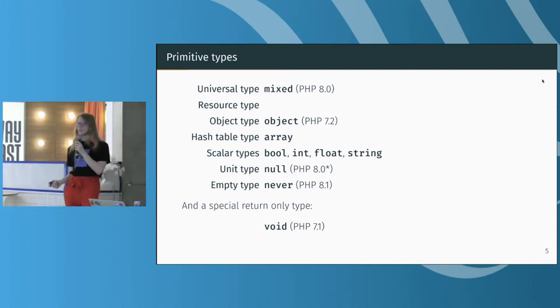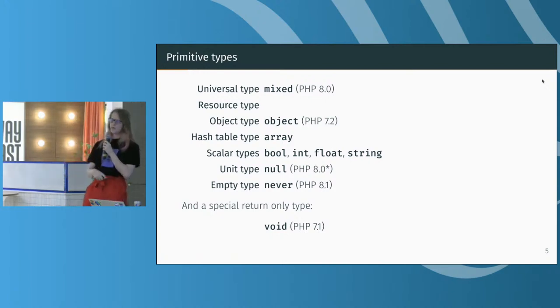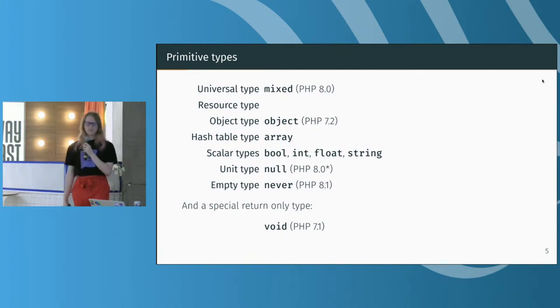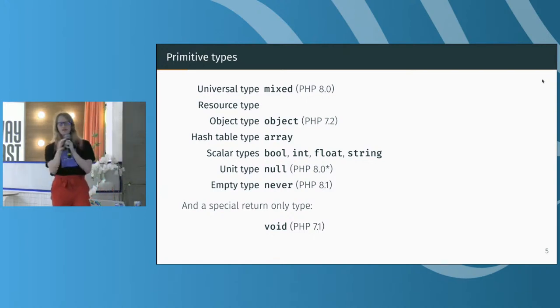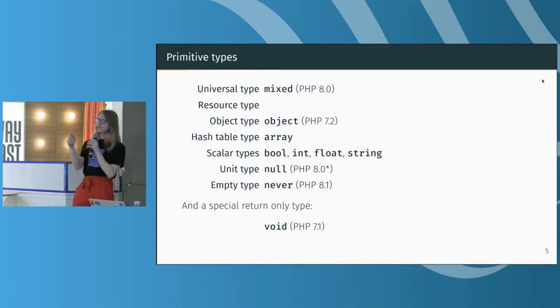The empty type never basically means that your function never returns. So either it calls exit and exits the program, or it throws an exception, or it's just something like a while true loop, which never stops. And then we have void, which is this weird special return type, because a function in PHP actually always returns a value. So if you try to assign the return value of a function which is void, you'll actually get null. So void and null are kind of the same. The only distinction is whether you're allowed to do return null, or you need to do a bare return semicolon, basically at the compiler level.